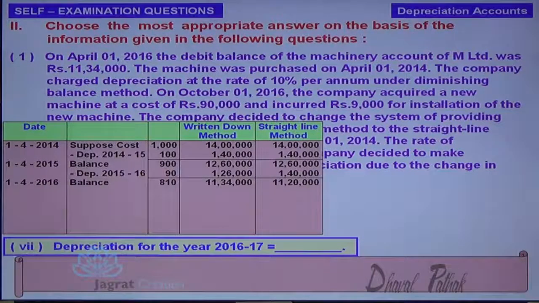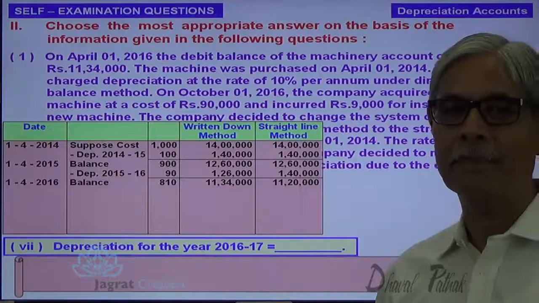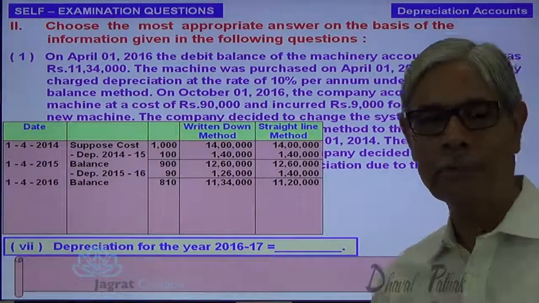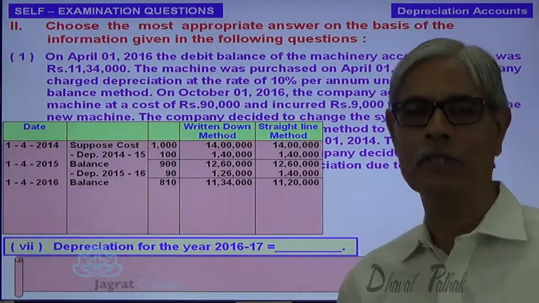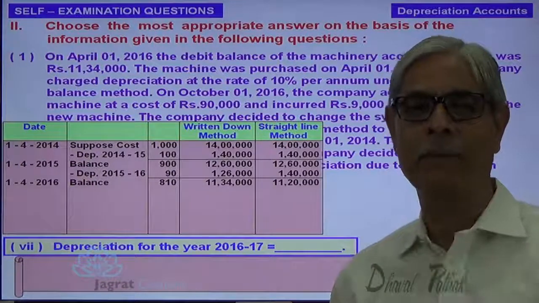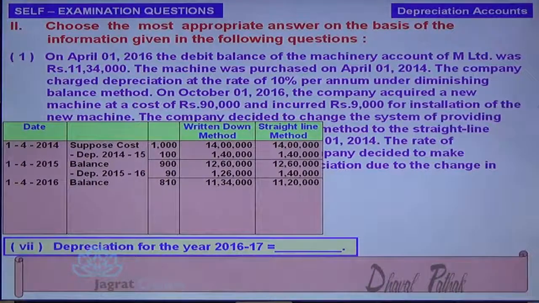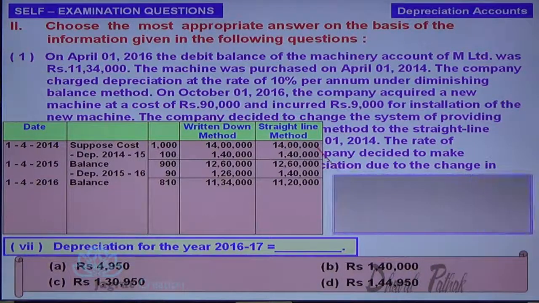Depreciation for 16-17. Now what will be the depreciation for the next year? The next year depreciation will be by the straight line method. So you are required to provide depreciation by this straight line method on 14 lakhs at the rate of 10%. Over and above, if you have purchased new machinery, you are required to provide depreciation on the new machinery also. Notice that in this sum you have purchased a new machine also. So on 14 lakh at the rate of 10% straight line method depreciation, 1,40,000.